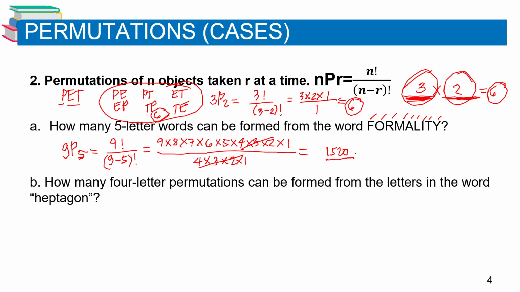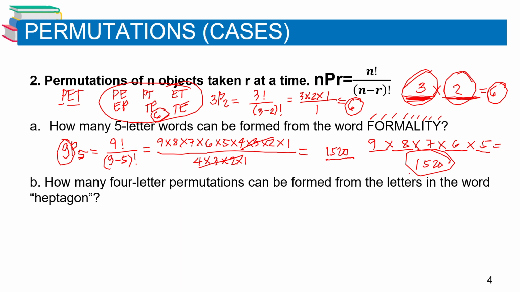So if we apply this fundamental principle, we have 5 letters. Let us consider a 5-letter word: 1, 2, 3, 4, 5. There are 9 letters in formality. Therefore we have 9 times 8 times 7 times 6 times 5. If we multiply this, we can produce 15,120 5-letter words in this word formality.